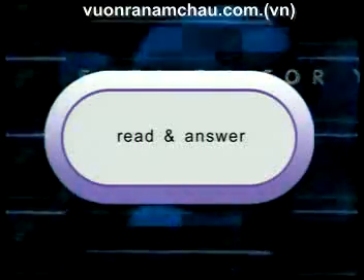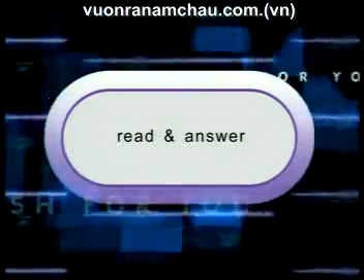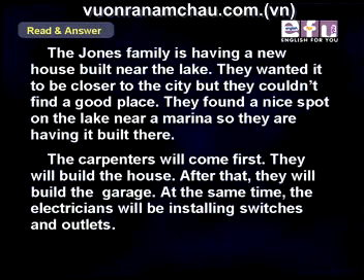Read and answer. The Jones family is having a new house built near the lake. They wanted it to be closer to the city, but they couldn't find a good place. They found a nice spot on the lake near a marina, so they're having it built there. The carpenters will come first. They will build the house. After that, they will build the garage. At the same time, the electricians will be installing switches and outlets.